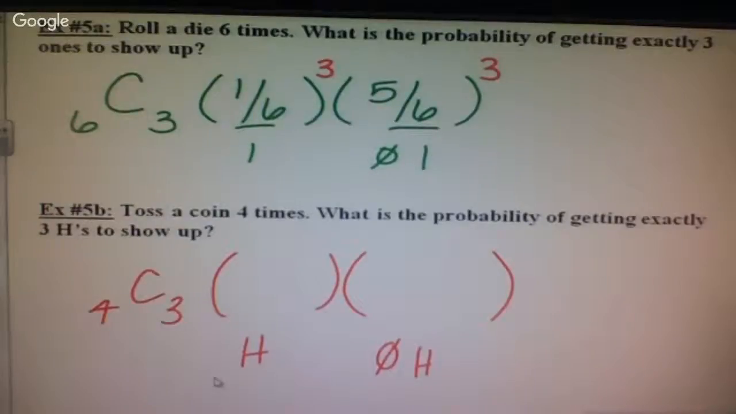What's my probability of flipping a coin and getting a head? It's 1 out of 2. 2 sides on a coin. Heads are 1 out of 2. Well, if heads are 1 out of 2, what's not a head? 1 out of 2. Again, this and this have to equal 1. I want my event to show up 3 times, which means I want it to not show up 1 time. You're done. You would plug that in and get an answer.